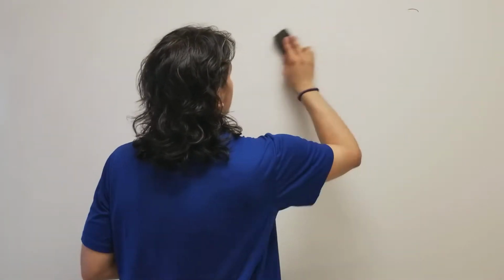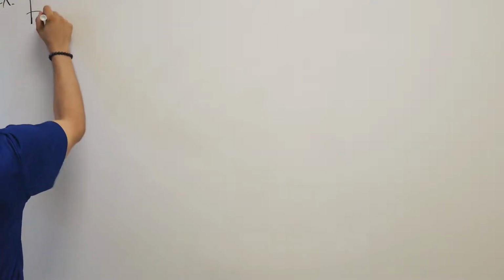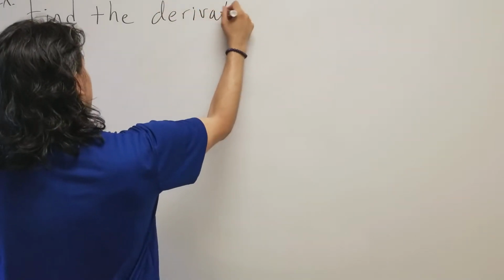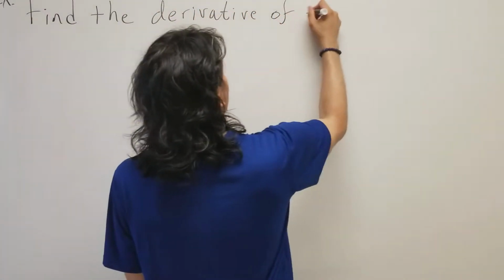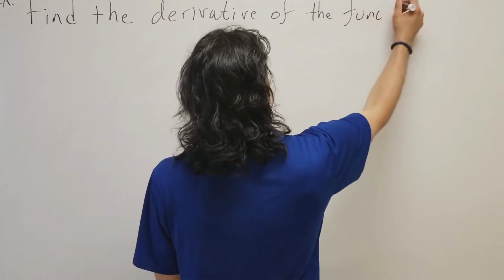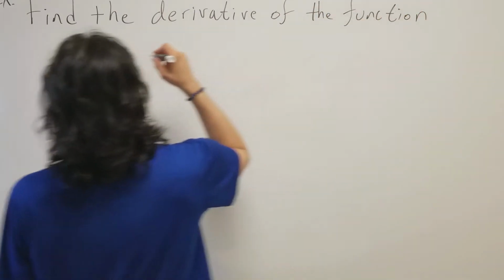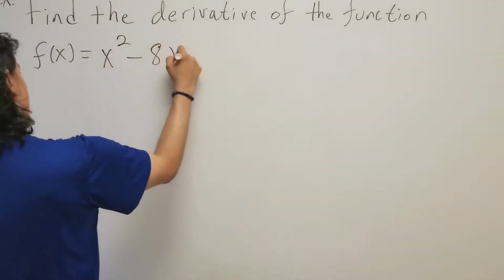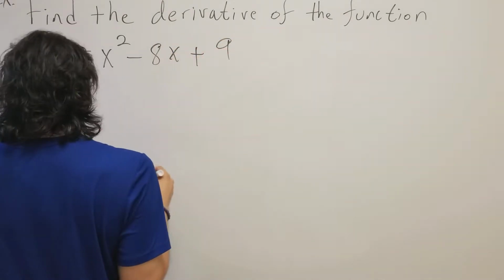So let's see, what's our example today? We take the example: find the derivative of the function f of x is equal to x squared minus 8x plus 9.